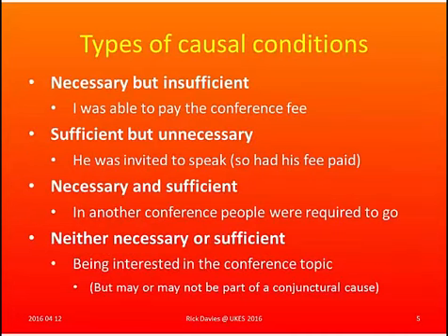In this next slide, we can see some further distinctions between kinds of causal conditions that can be explored. Being able to pay the conference fee was a necessary but insufficient cause for me to be here. Being invited to speak at the conference may have been a sufficient but unnecessary condition for others to attend. In some conferences, being invited may be both necessary and sufficient. Being interested in the conference theme is unlikely to be sufficient or necessary for people to attend, but it may be part of a package that is sufficient, like mine. All these possible types of causes can be identified using a model assessment tool that can be applied to the findings generated by all six approaches.